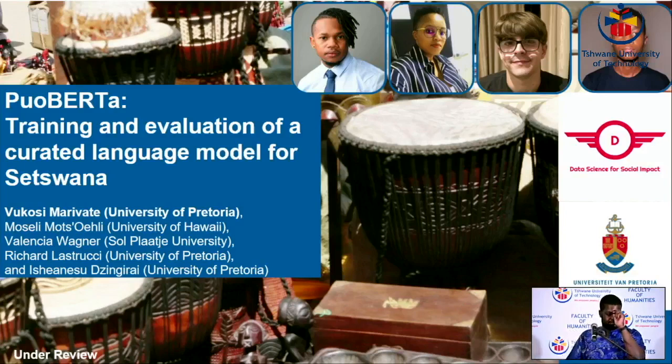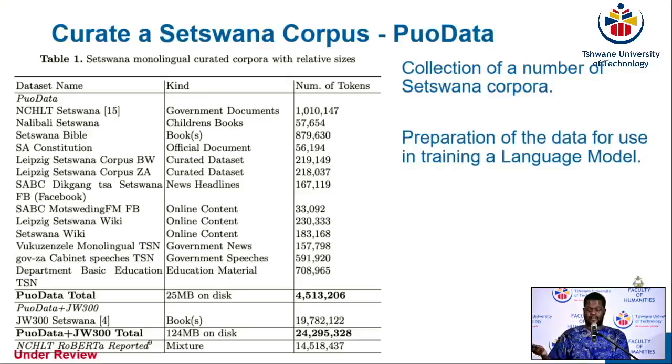Second one is Puo Beta. My mother's language is Setswana, so we wanted to work on Setswana. There's a project that took us 3 years, but now I think we can do it in less than 6 months. You have to learn along the way. And this was a training of a curated language model for Setswana. Language models are these things that are precursors to your ChatGPTs. You must have language models before you've got a ChatGPT.